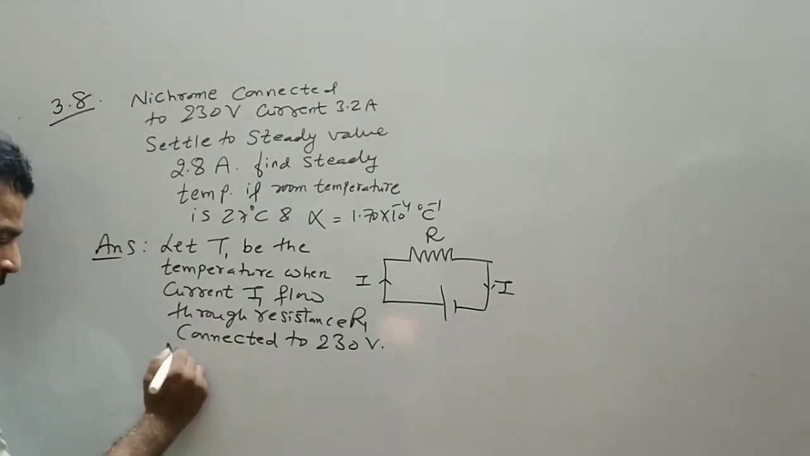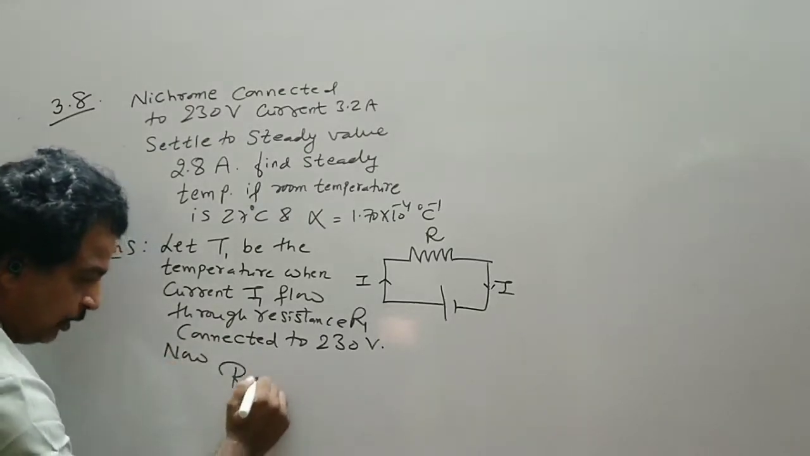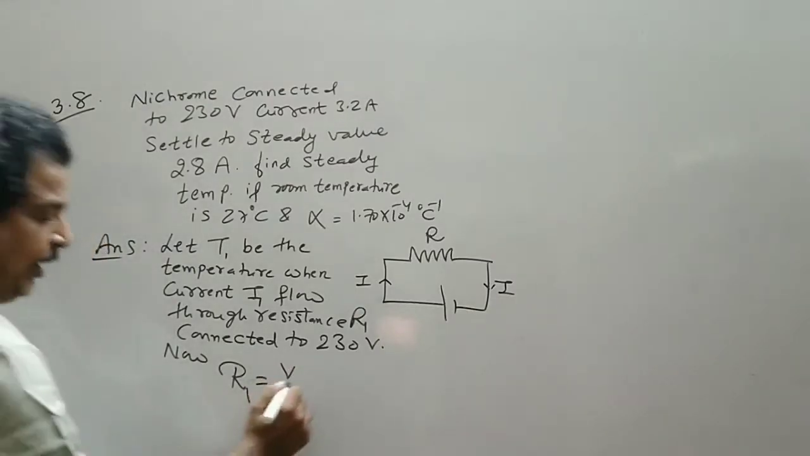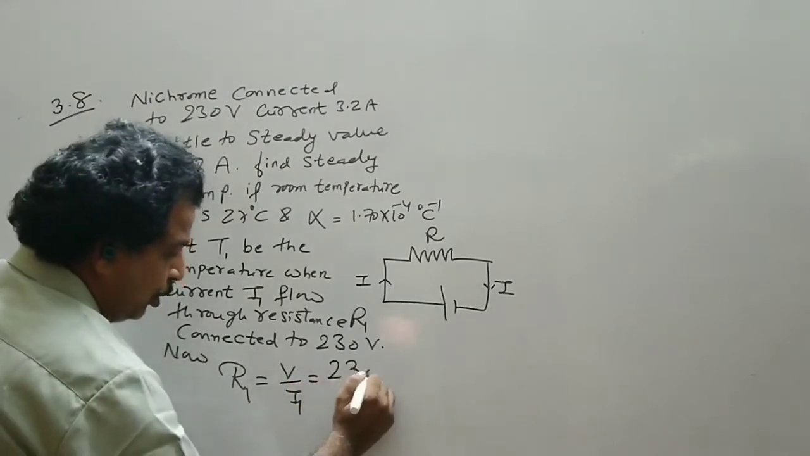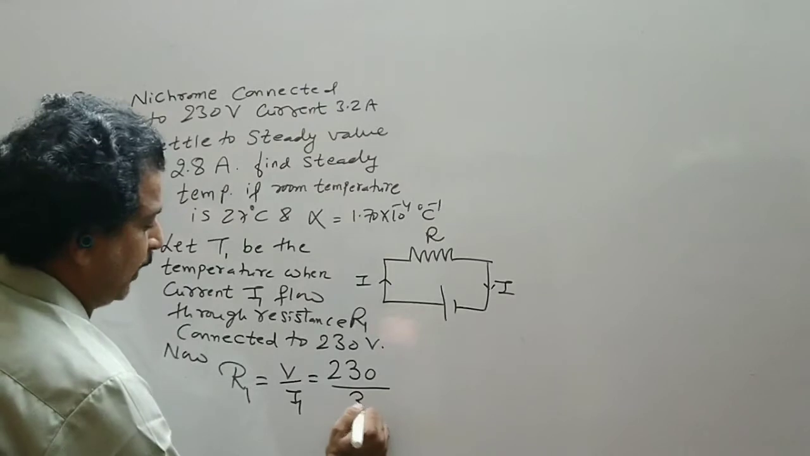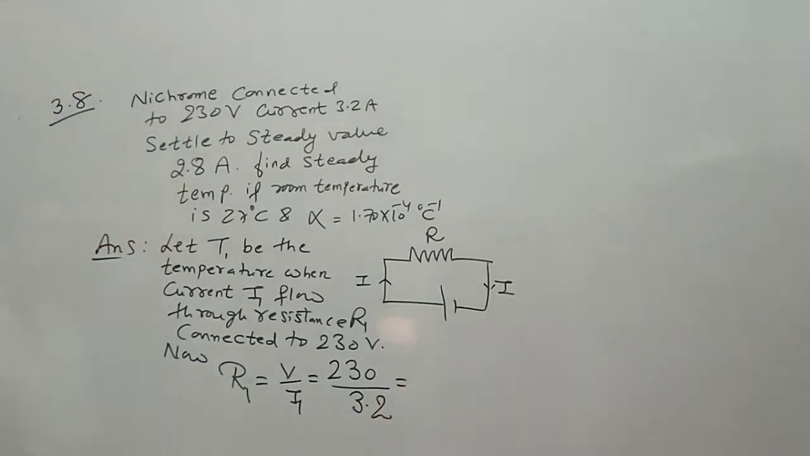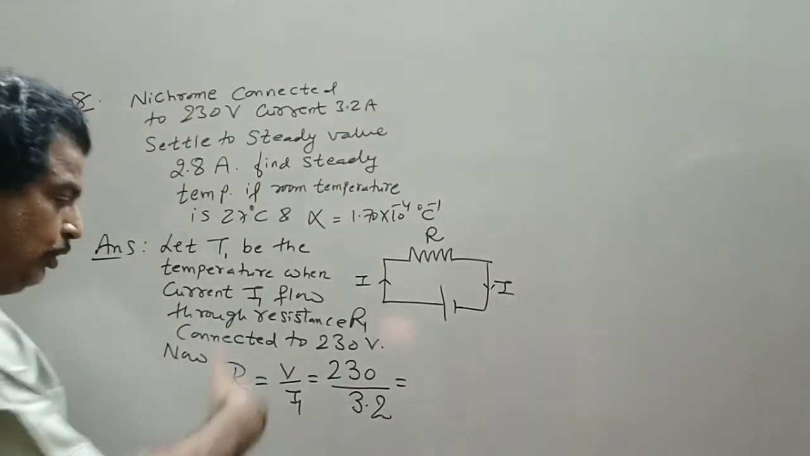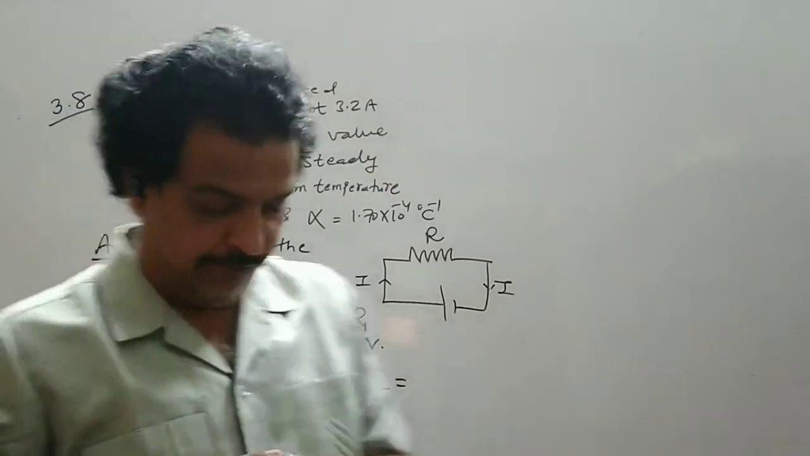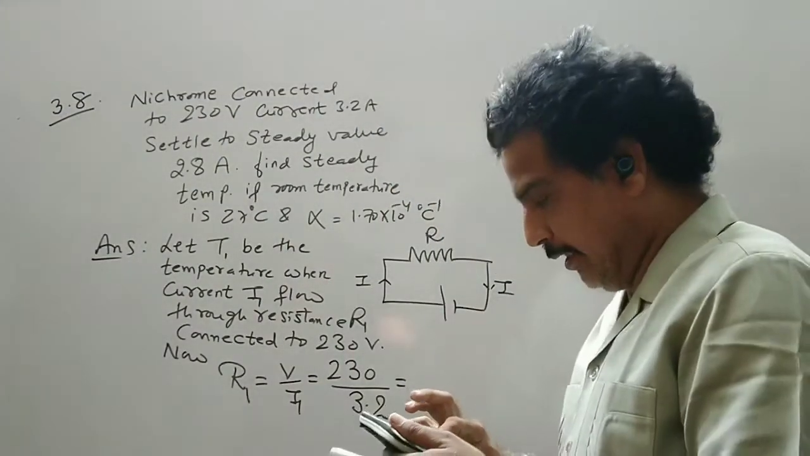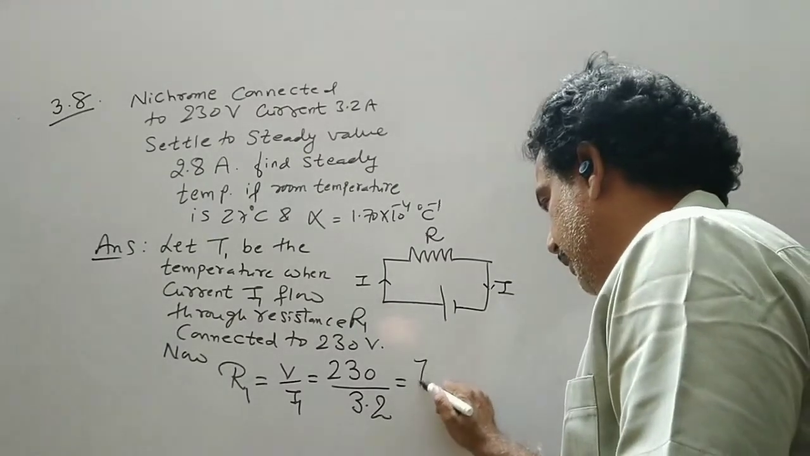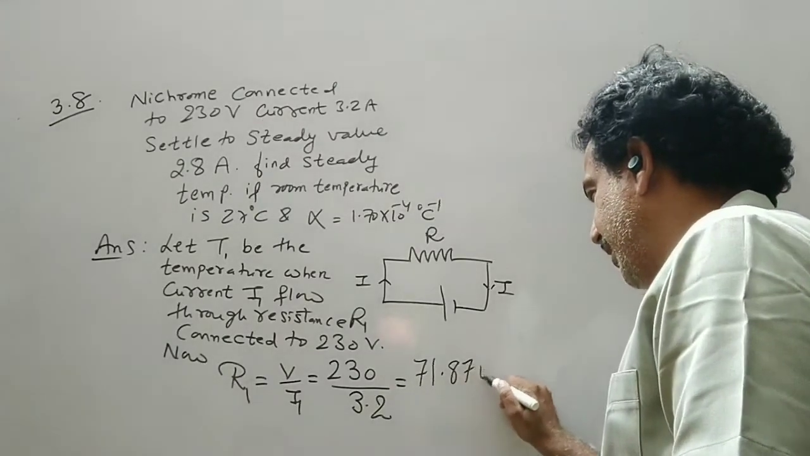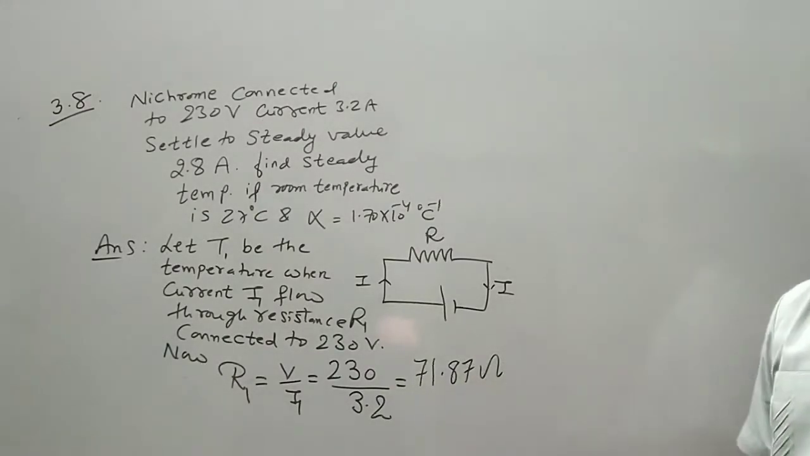According to Ohm's law, R1 can be found with the formula V upon I1. So that will be equal to 230 divided by 3.2 ampere. So I find out this value using the calculator. 230 divided by 3.2 comes out to be 71.87 ohms. So this is the initial resistance.